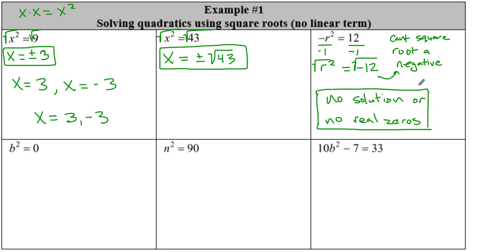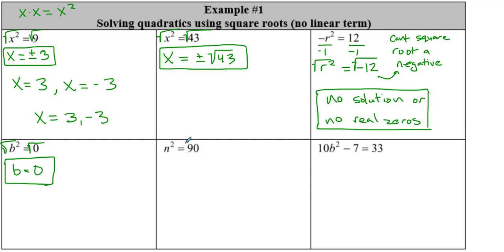All right, I'm going to do this one also for you. Let's say b squared equals 0. Square root both sides. And then we get b is equal to, what is the square root of 0? Well, that's just plain old 0. 0 times 0 equals 0. However, do we need to put the plus or minus? No, because 0 is neither positive or negative. So it's just b equals 0.